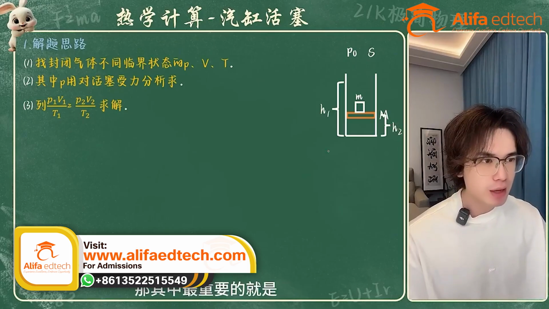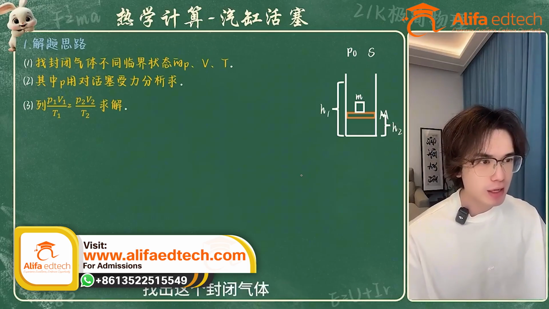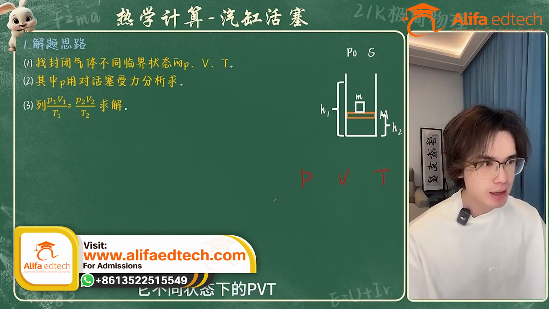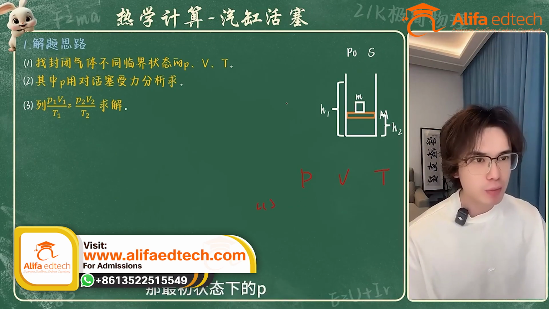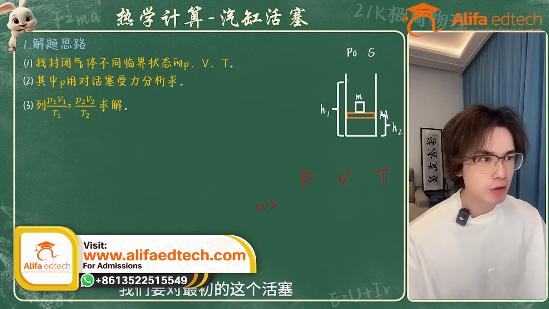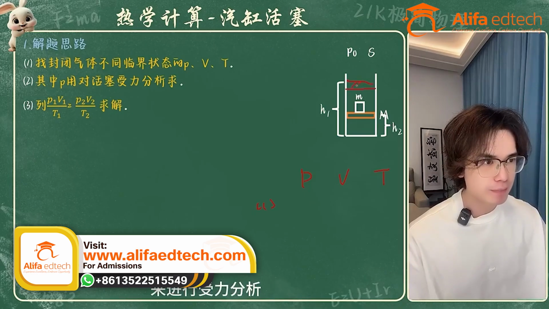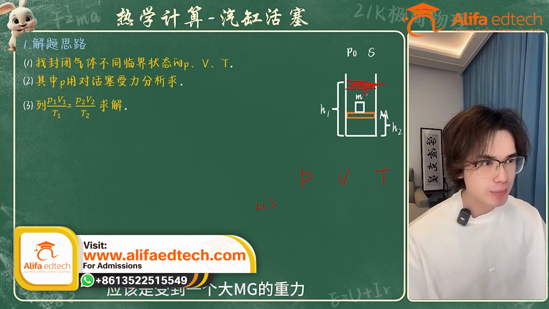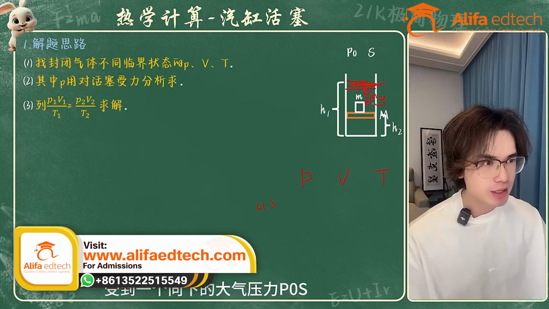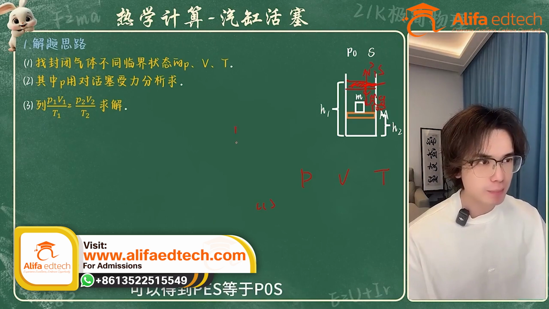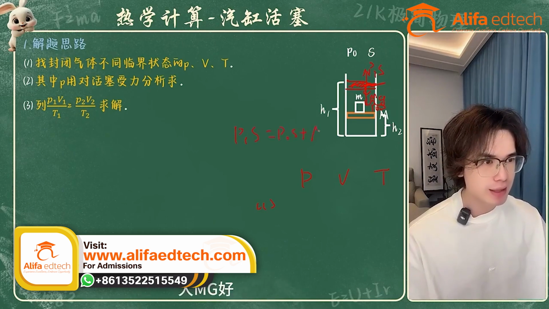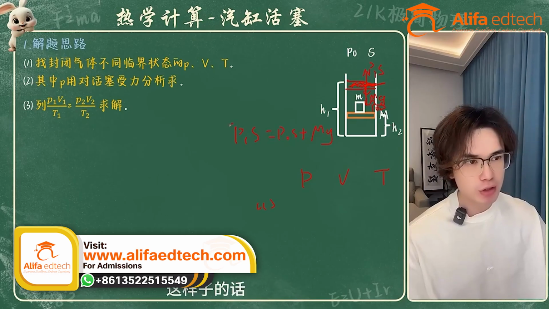The most important part is to determine the pressure, P, of the enclosed gas in its different states. Let's first find the pressure, P, in its initial state. To do that, we need to analyze the forces acting on the piston in its initial state. Initially, the piston is pulled down by its weight, mg, and atmospheric pressure, P0S. The gas pressure provides an upward force, P1S. Thus, P1S equals P0S plus mg.